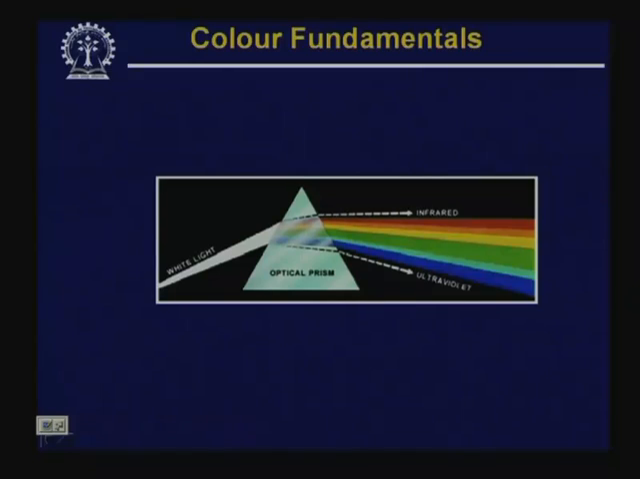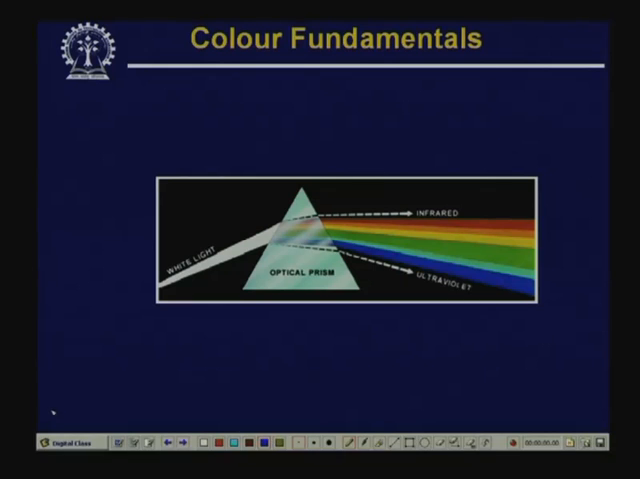As shown in this particular diagram, at one end of the spectrum we have the violet, and at the other end we have the red color. So the color components vary from violet to red, and this was discovered by Newton way back in 1666.